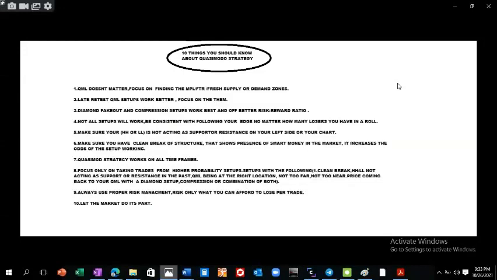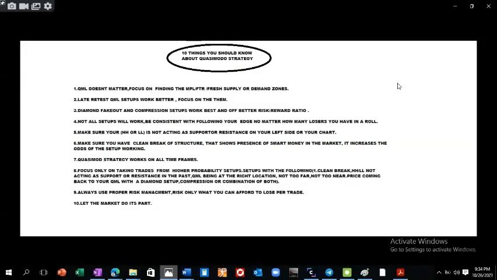Number 6 is make sure you have a clean break of structure that shows the presence of smart money in the market, and it increases the odds of your setup working. What am I trying to say here? When the market is in an uptrend, it makes higher highs and higher lows. In a QML setup, you have price breaking that higher low. We have that break of structure. Make sure that the move that causes the higher low in an uptrend to be broken has been broken with good momentum candles. We want big candles breaking that higher low. Why?